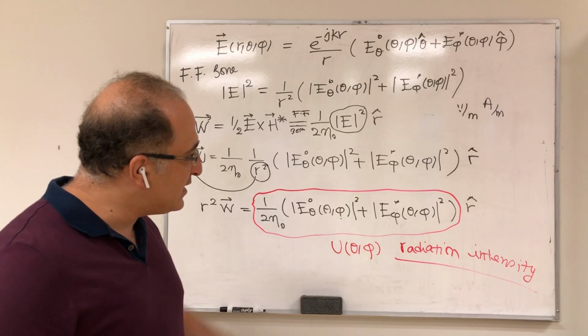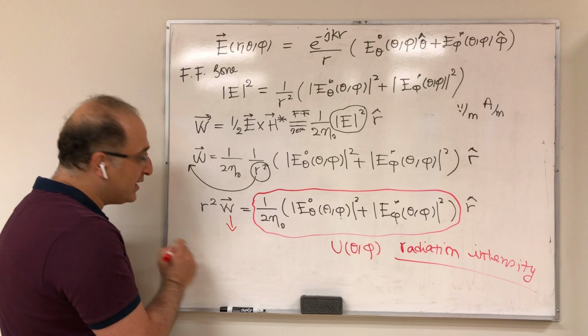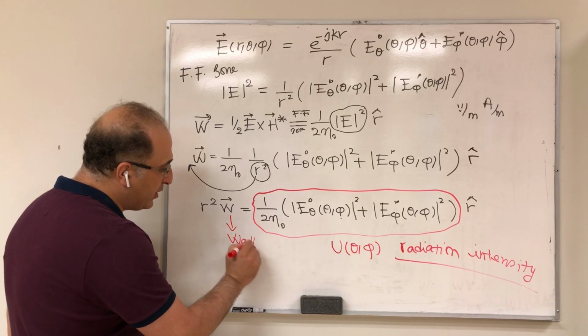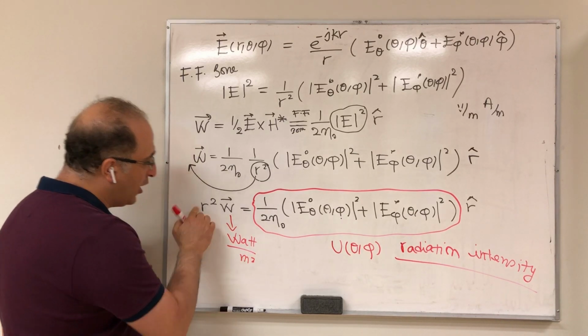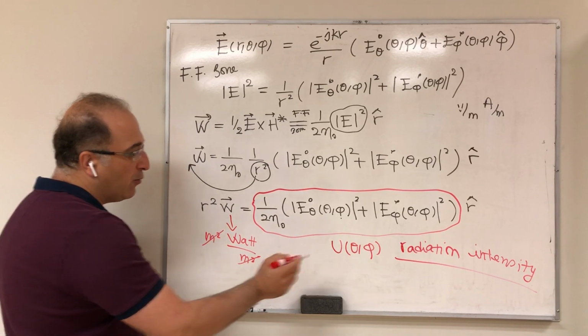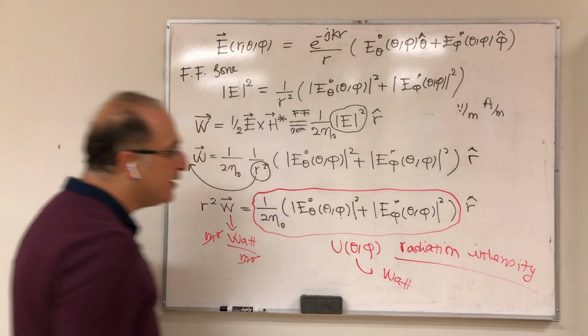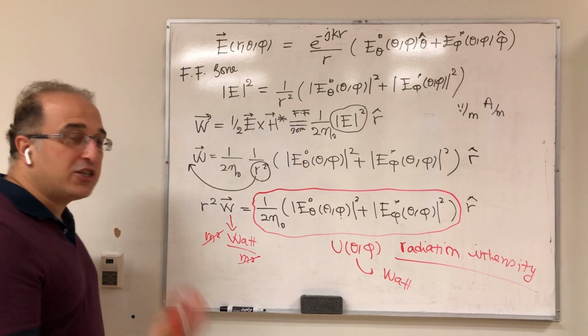You could easily see the dimension of this by noting that W was my power density, so it was watt per meter square. R square is meter square. So I'm going to get watt. So this is essentially watt. This is the dimension of radiation intensity.